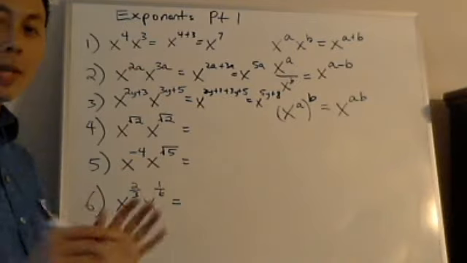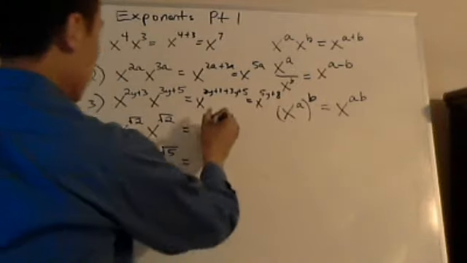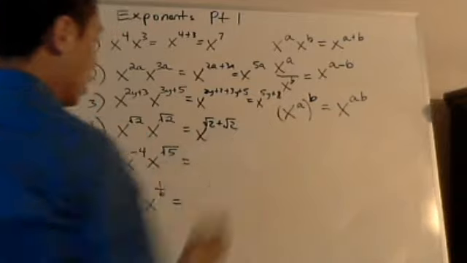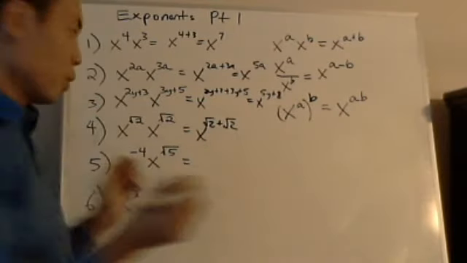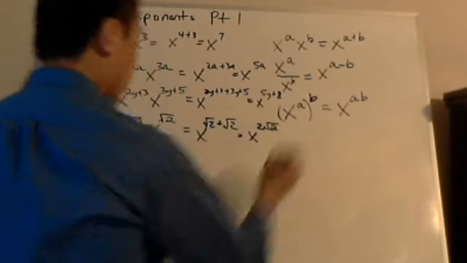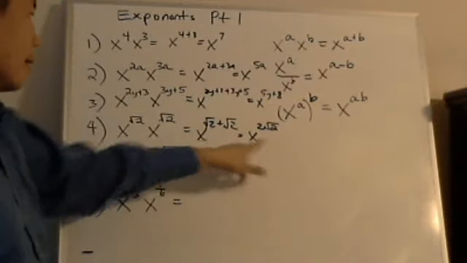But no, you do the same rule. Remember the rule? What's the rule? A plus b, you're adding it. So it's really root 2 plus root 2. And what's root 2 plus root 2? It's not 2, it's 2 root 2, right? So you gotta make sure you understand, you follow the rules. The rule is to add.